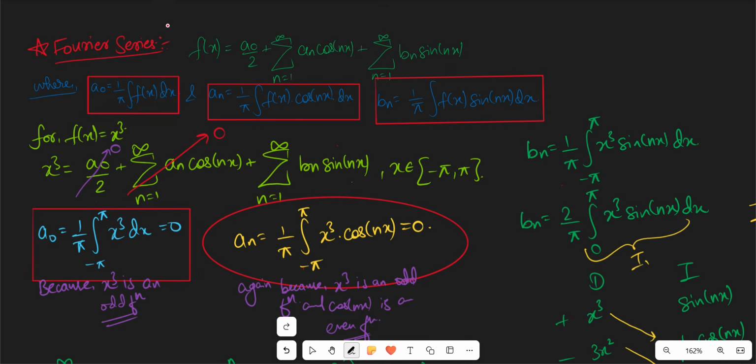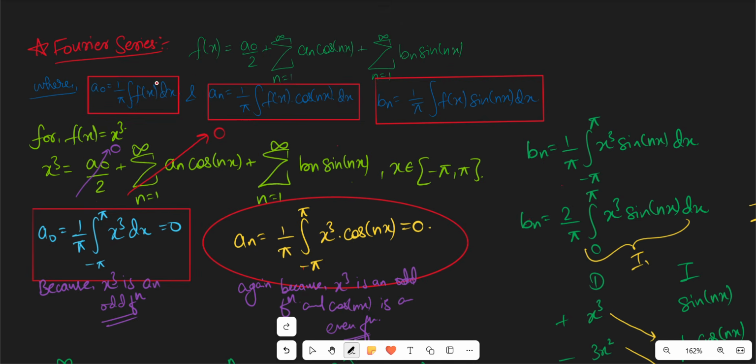We have the Fourier series, which I've written by hand before this video. The Fourier series is represented like that: f of x is a naught over 2 plus the series from n equals 1 to infinity of a n cosine of nx, and plus the series again from n equals 1 to infinity of b n sine of nx. Then you would ask, what is a naught, and what are a n and b n?